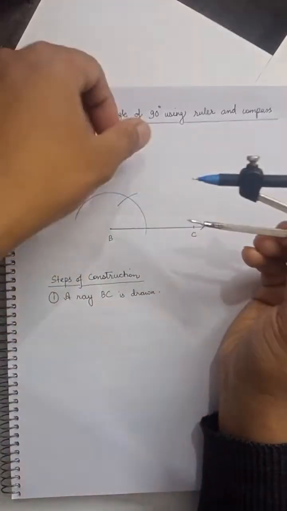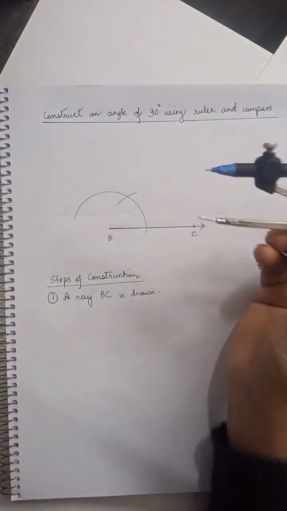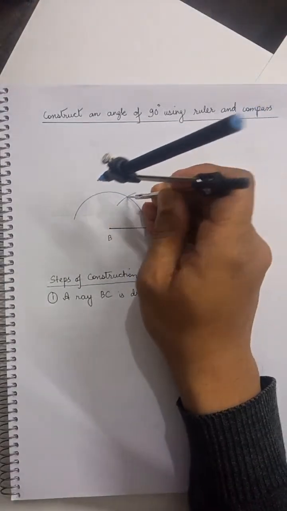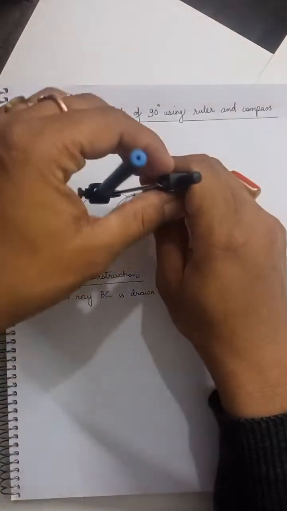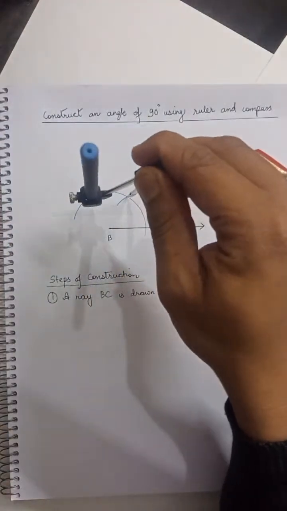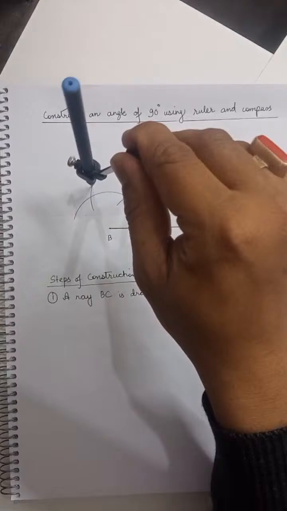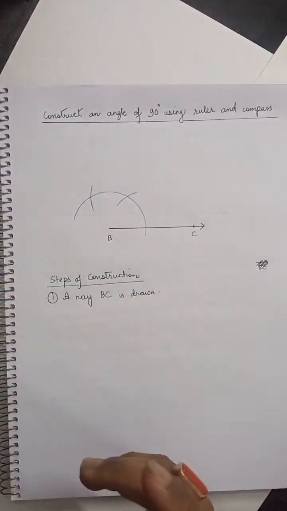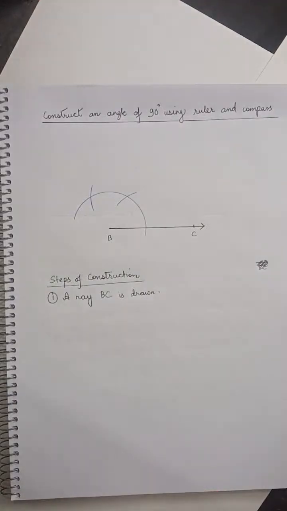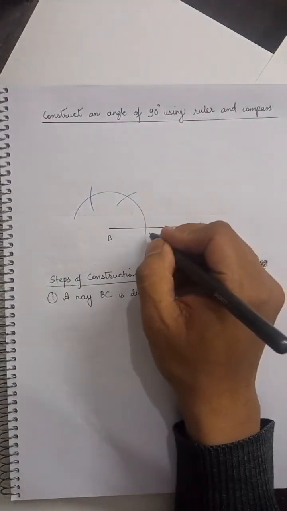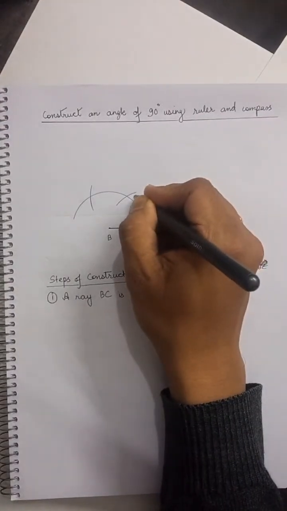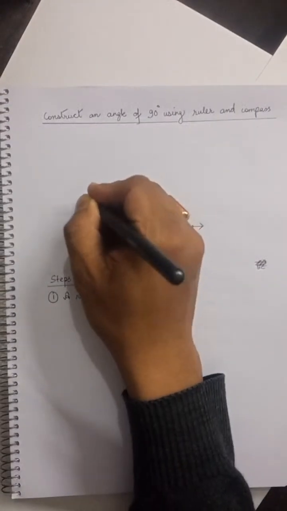As you can identify, this is a 60 degree angle. Without changing the compass, once again we place the tip of the compass here and draw one more arc. So we have got 2 arcs this time. Let me name them. I'm naming this point P, this point Q, and R.